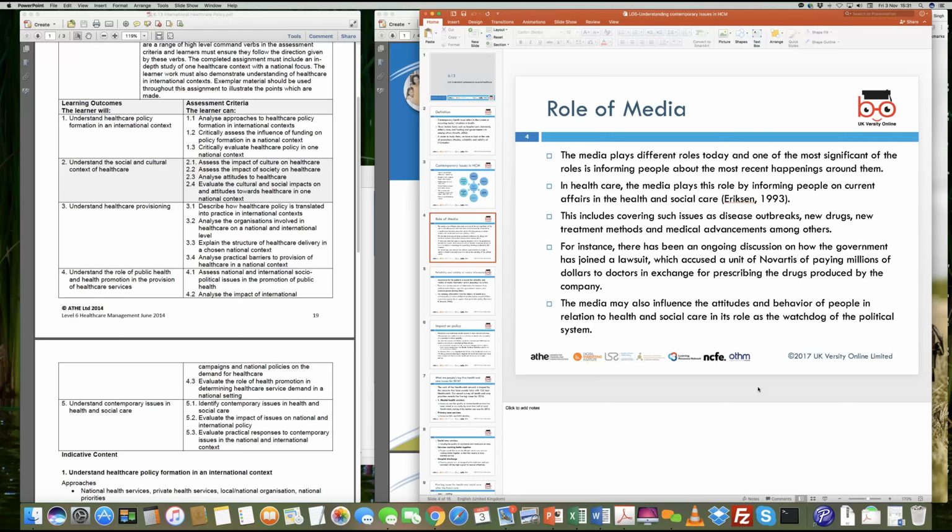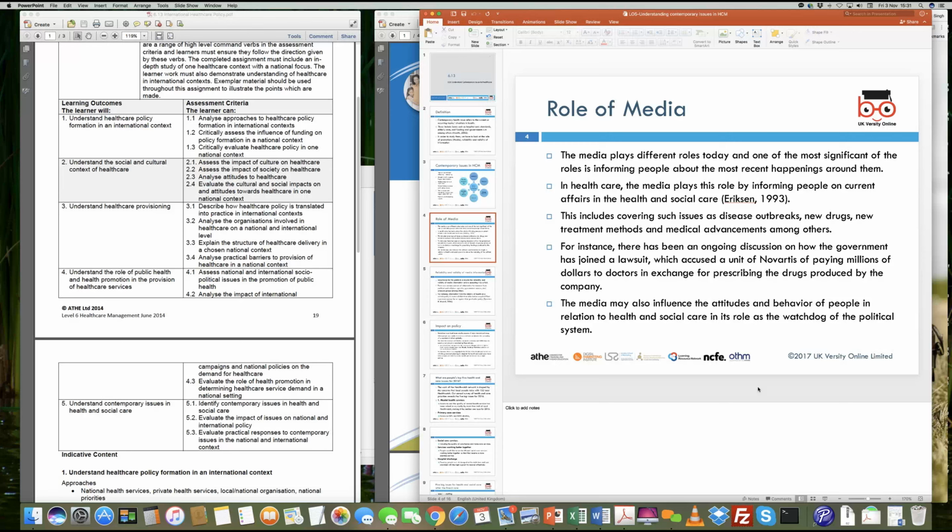When we look at the role of media, if there's an outbreak of a virus or any epidemic, then the media is the first one to communicate to the mass public that this has happened, that has happened, and you need to take these precautions. So it plays a very important role in dissemination of information to the mass public when certain outbreaks happen.